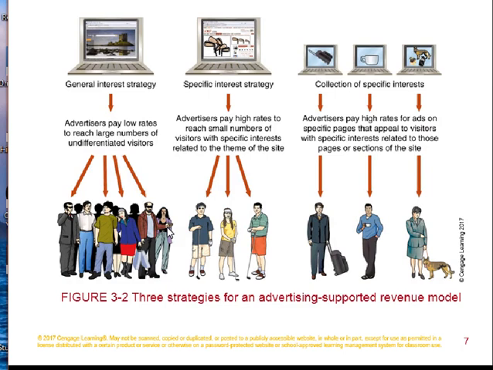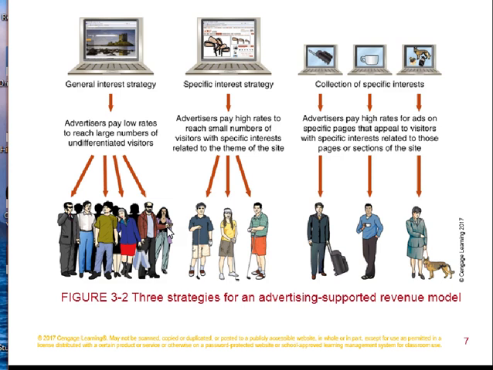So here are 3 strategies for an advertising-supported revenue model. General interest strategy: advertisers are going to pay low rates. They reach large numbers of undifferentiated visitors. Then you have a specific interest strategy, for example, a golf website. Advertisers pay high rates to reach small numbers of visitors with specific interests related to the vendor product.